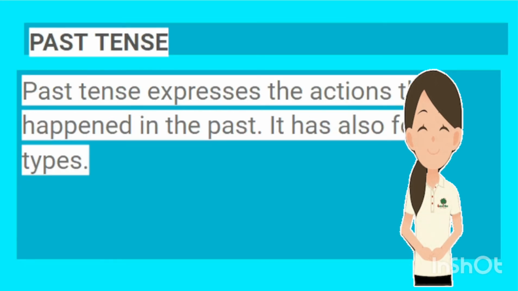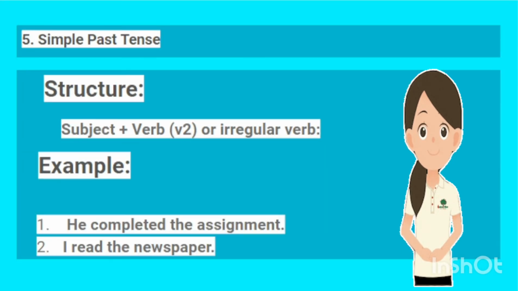Now I will discuss the past tense. Past tense expresses the action that happened in the past. It has also four types: simple past, past continuous tense, past perfect tense and past perfect continuous tense. Past tense is also called simple past tense or past indefinite tense.